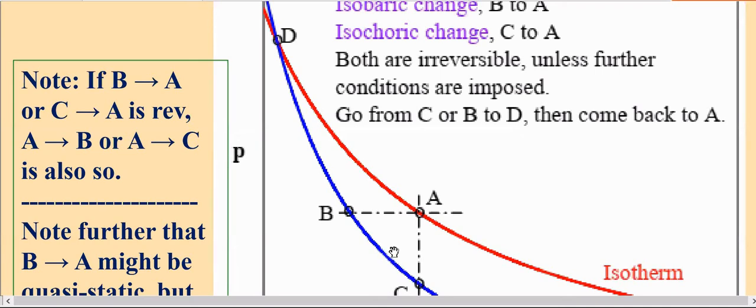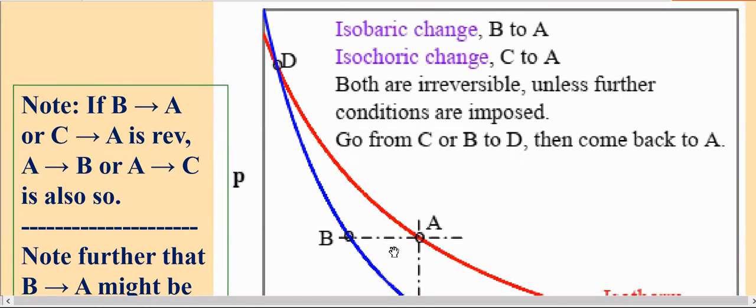Now, you note another thing. What I now wish to emphasize is that both are irreversible unless further conditions are imposed. So these isobaric changes and isochoric changes, both are irreversible. Why?